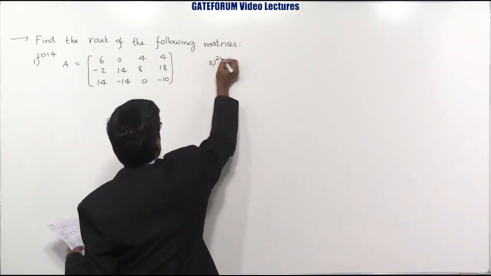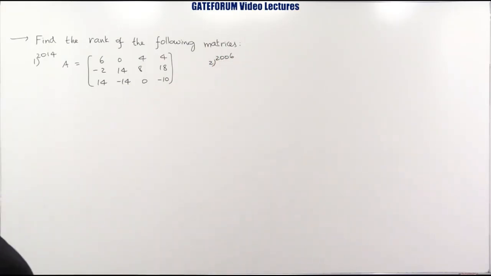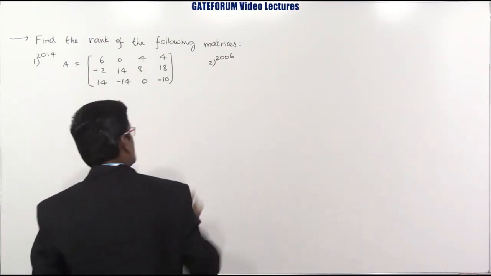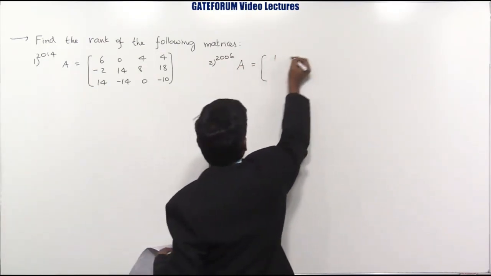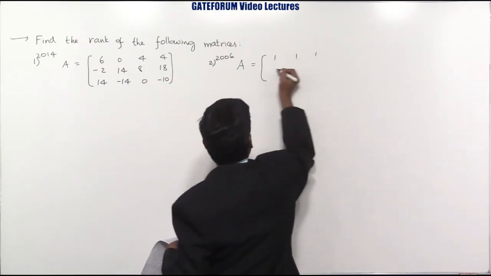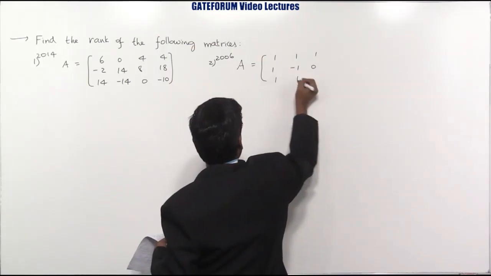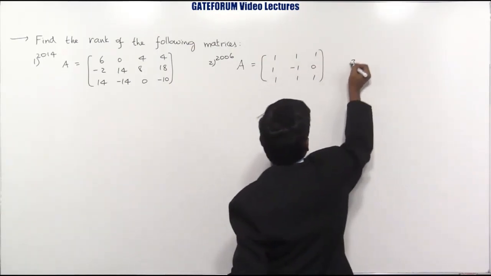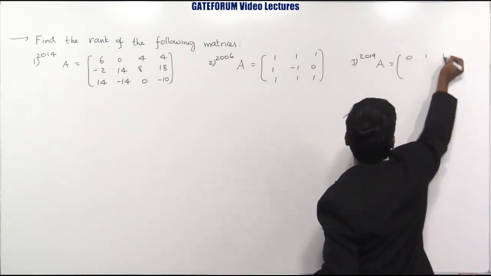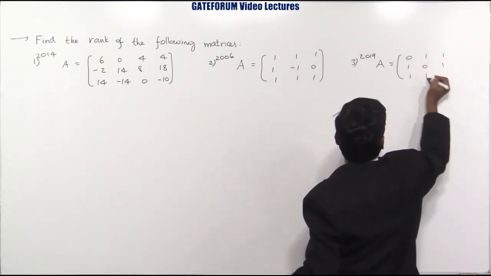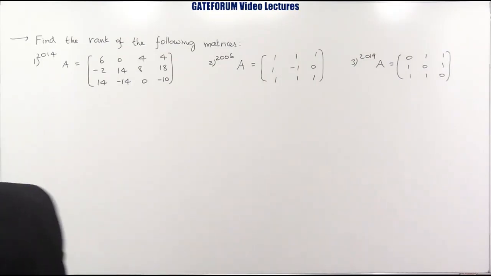Number 2, 2006. A is equal to 1, 1, 1; 1, minus 1, 0; 1, 1, 1. Number 3, 2019. A is equal to 0, 1, 1; 1, 0, 1; 1, 1, 0. One is a rectangular matrix, the other is a square matrix.